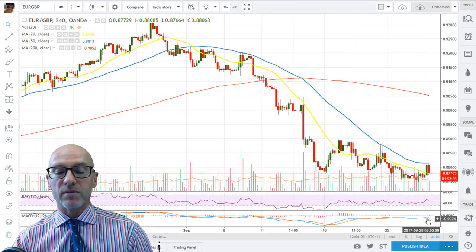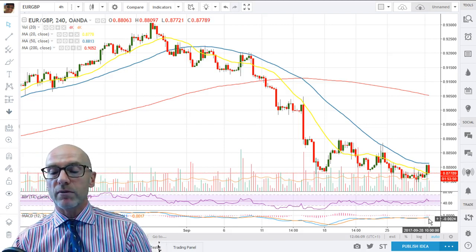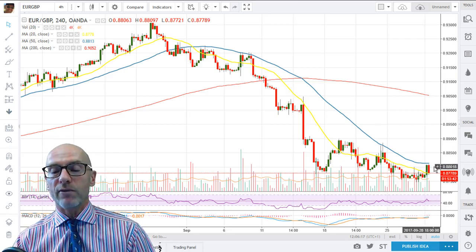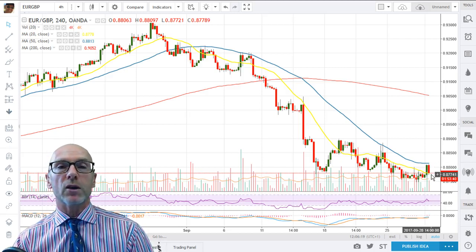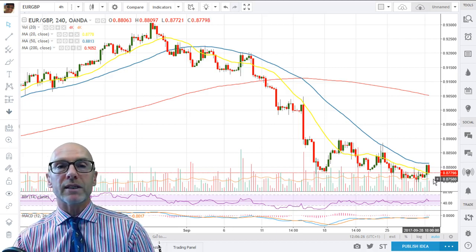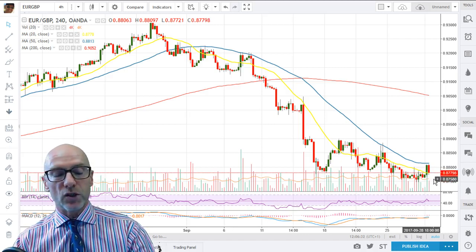MACD are moving together. Short term is marginally above the longer term, but it's below zero. So maybe a sign there, like the RSI, of some kind of bottoming picture. However, I am concerned that if we go back below the 20 on the 4-hour, that could give a further impetus to the downside. So at the moment, I'm kind of ignoring the non-confirms, and I do expect weakness on the euro.